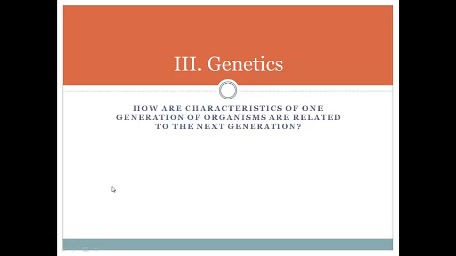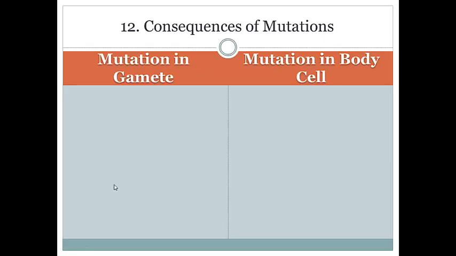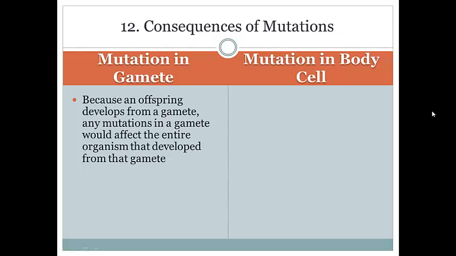Section 3 is about genetics. Number 12 asks us to compare the consequences of a mutation in a gamete versus a mutation in a body cell. An offspring develops from a gamete. Whenever 2 gametes meet, that's how you get an offspring. So if there are any mutations in either of those gametes, that is going to affect the entire organism that develops from that gamete, because every single cell develops from those original 2 gametes.